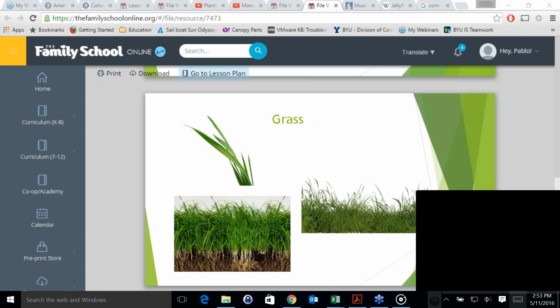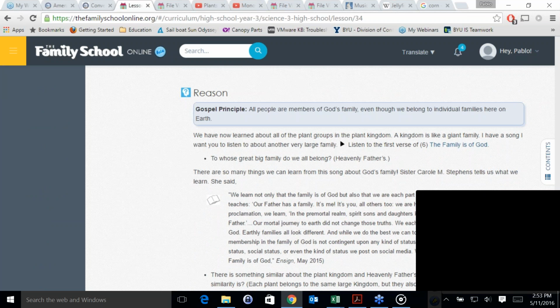Okay, and Patrick now is going to do the gospel principle for us. Let me switch here. Yes. Hey, so this week's gospel principle is that all people are members of God's family, even though we belong to individual families here on Earth. Which I guess can definitely be used with a lot of stuff. Even if you really, really dislike someone, you know that deep down, way deep down, they're still your 53rd cousin. Absolutely, yeah. Because of Adam and Eve.